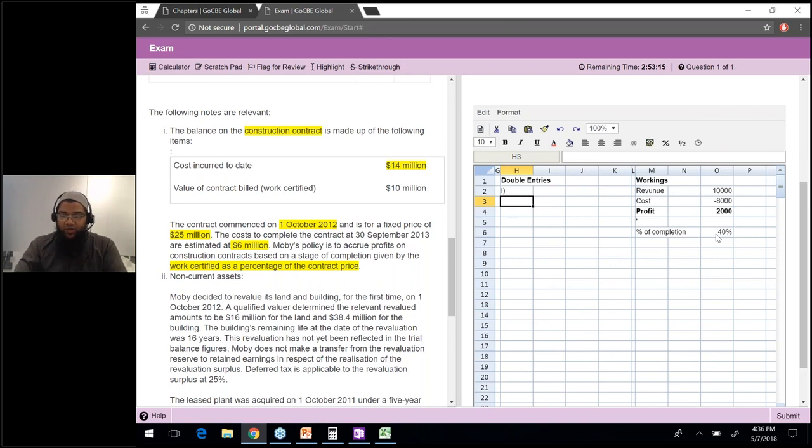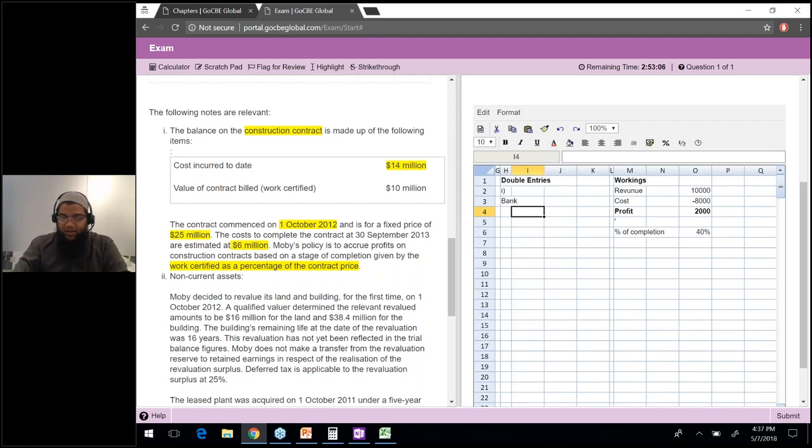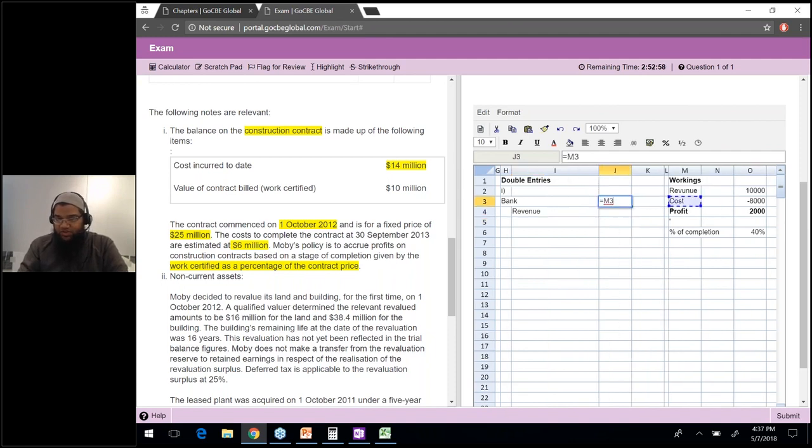So now what entry are we going to make? We are going to record the entry as bank debit and revenue credit by the amount of $10,000. This is the amount of revenue. And according to the question, we have already received $10 million. So that is why I have used bank. If the amount would have been receivable, we would have treated this as receivable.